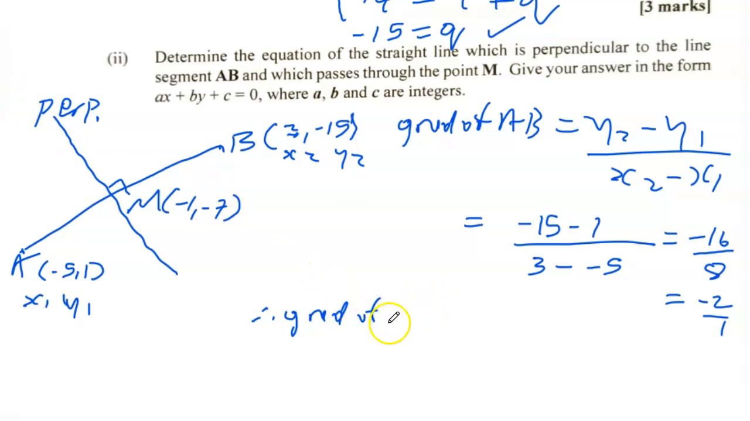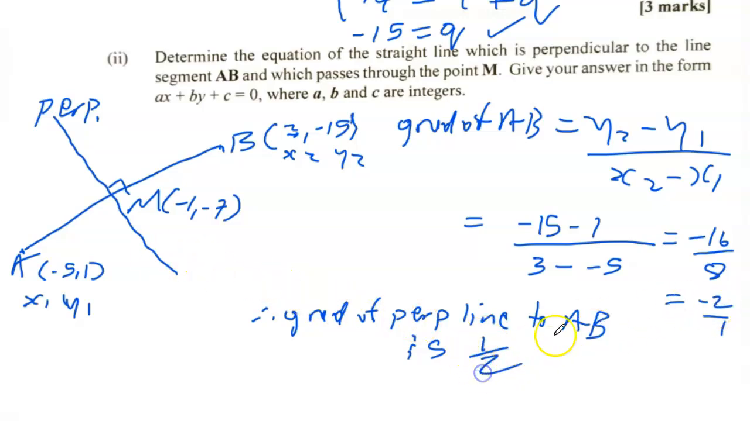Therefore the gradient of the perpendicular line to AB would be the negative reciprocal of whatever the gradient for AB is. So the gradient for AB is negative 2 over 1. For the perpendicular line, it would be the negative reciprocal. That's half. Remember, the product of the two gradients should give us negative 1. So this is what we'll be using for the line through M.